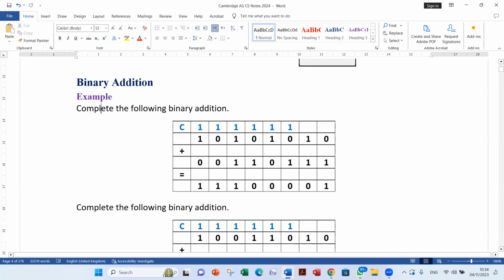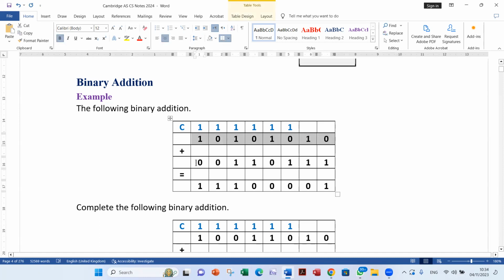Okay, so the following binary addition. So you have this number plus this number. And maybe that's the reason why you are not allowed to use calculators, because calculators can add numbers in binary. Okay, so they cannot judge your skills then.